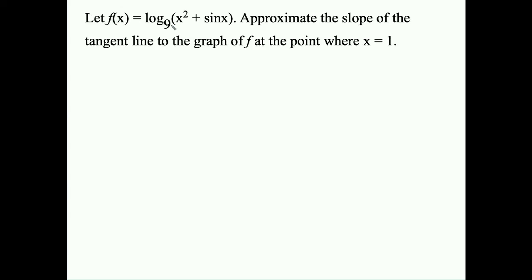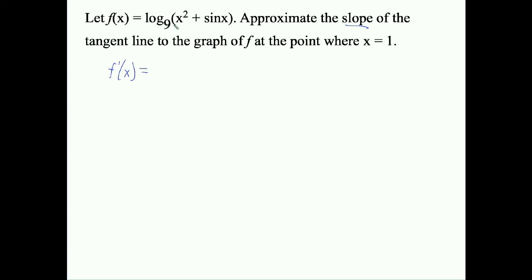All right, let f of x equal log base 9 of x squared plus sine of x. Approximate the slope of the tangent line to the graph of f at the point where x is equal to 1. So it says approximate the slope, so we're going to plug in a value towards the end here. In order to find the slope of a tangent line, that means we want to find the derivative. So let's do the derivative, f prime of x.